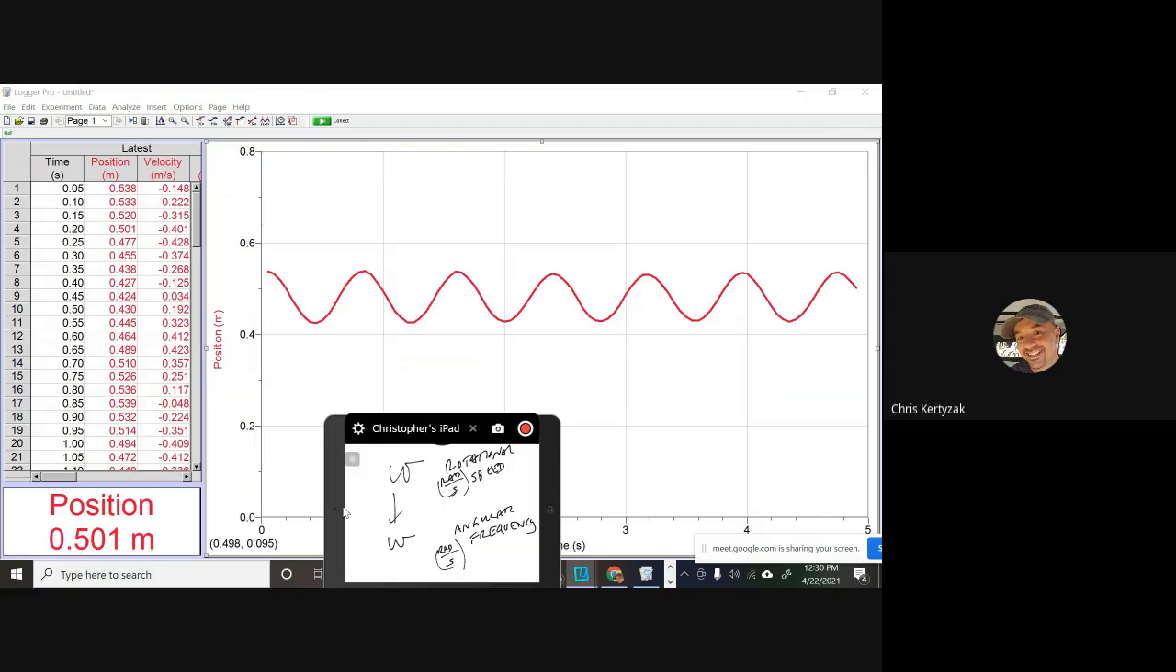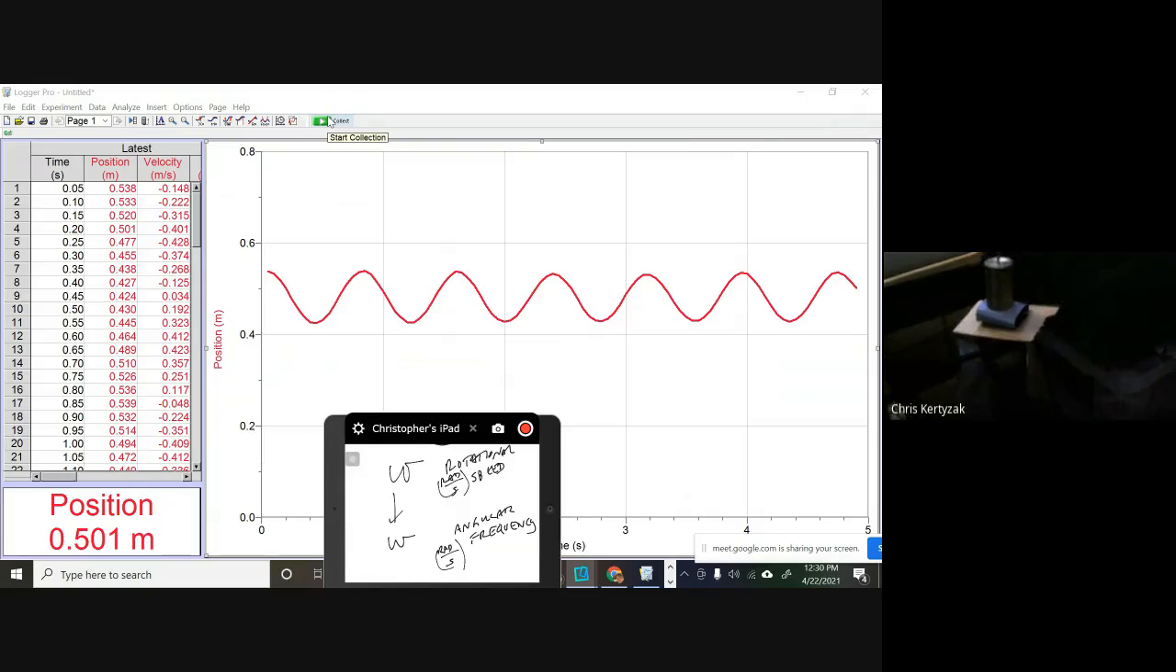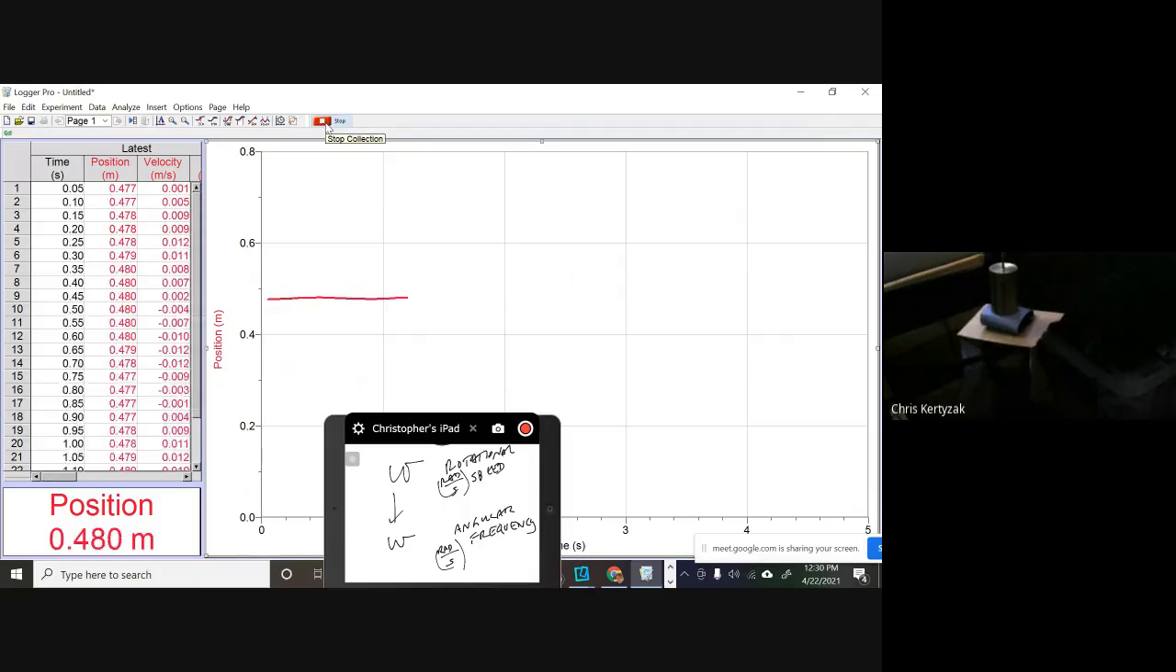Well, I'm going to steady the mass with my hand right now, so it's not moving. Now I'm going to hit collect data. I wonder, where will this position line show us? This is referred to as the equilibrium position. Let's see. Remember that the middle line here would be a little under 0.5. There it is, right? That is our equilibrium line. It's not moving right now.